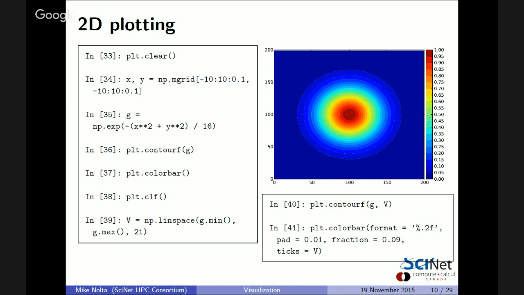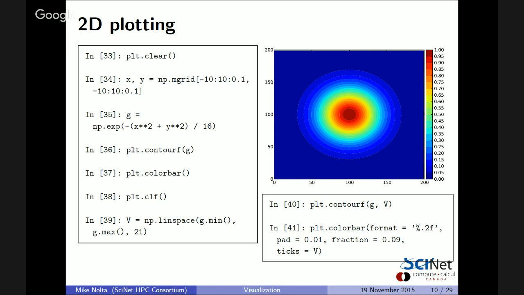And add the color bar, but here I also want to customize it, so I can set the format for the labels. I can set how much space is between the color bar and the plot with this pad option. Fraction tells how much of this total width here is taken up by the color bar, and then customize the actual tick values displayed here with ticks. So here I'm just going to say, I want a label for every single contour I've got in the plot.